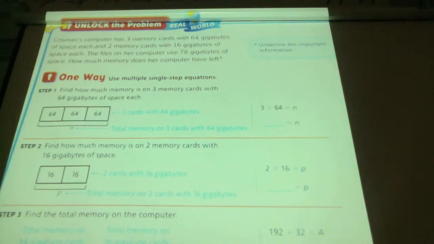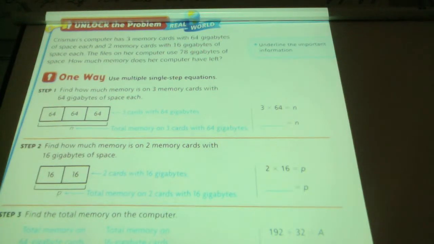Mari's computer has 3 memory cards with 64 gigabytes of space each, and 2 memory cards with 16 gigabytes of space each. The files on her computer use 78 gigabytes of space. How much memory does her computer have left?